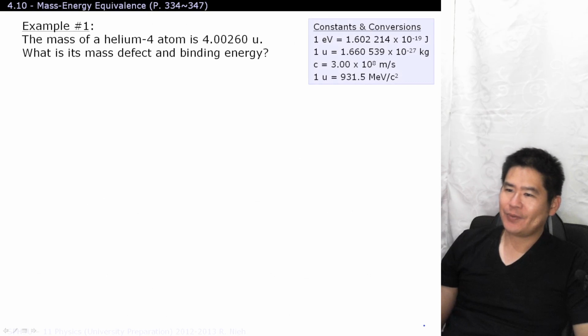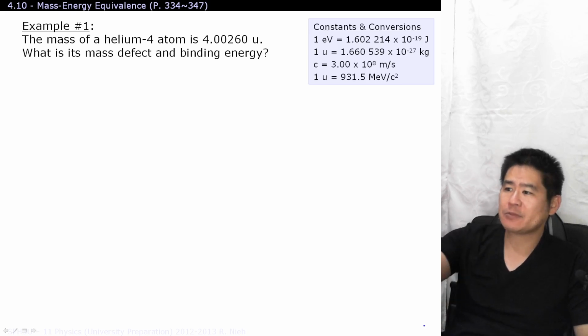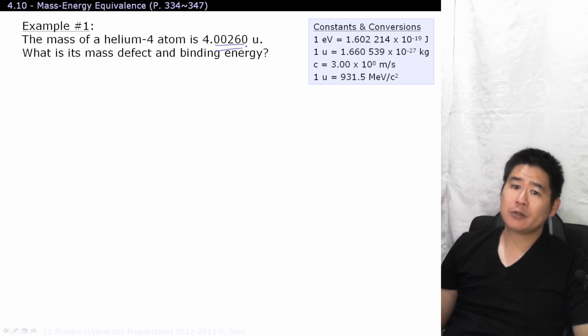Okay, so the mass of a helium-4 atom is specifically 4.00260 standard atomic mass units. What is its mass defect and binding energy? With regards to this particular lesson, you have to carry as many sig figs as possible, because if you try to round to the nearest whole number, you're back to the last day's lesson. You won't notice a difference.